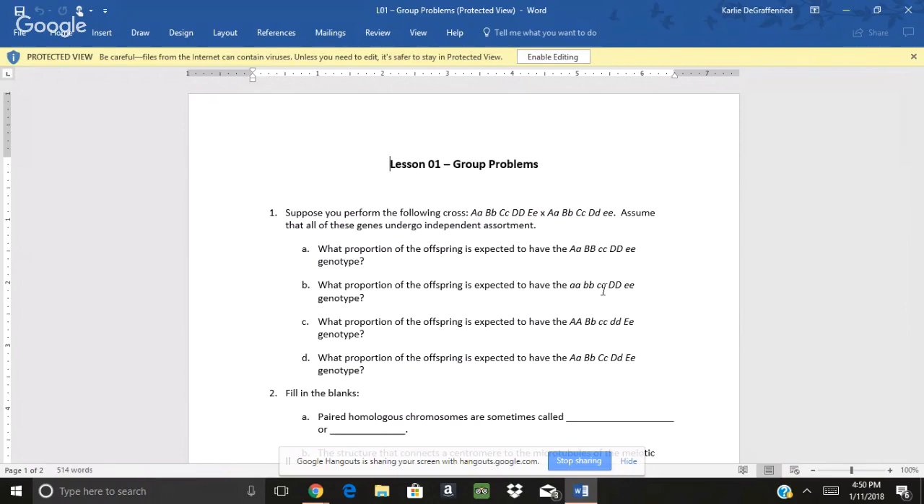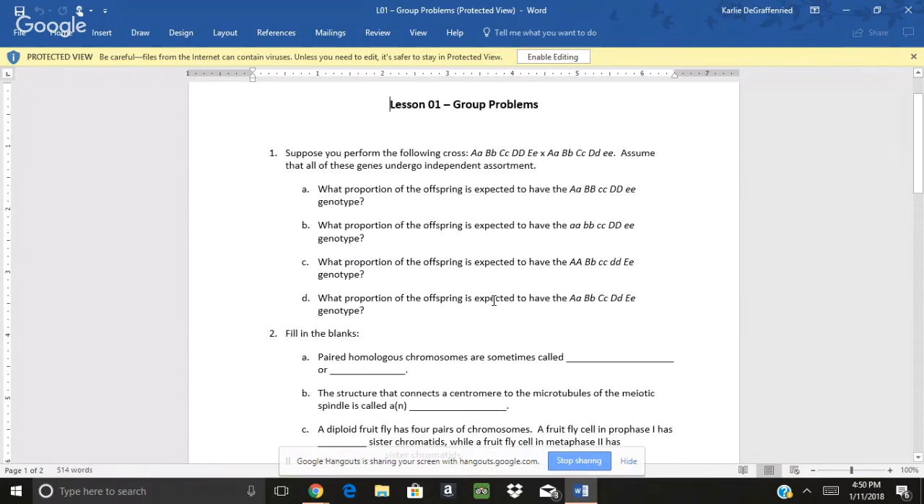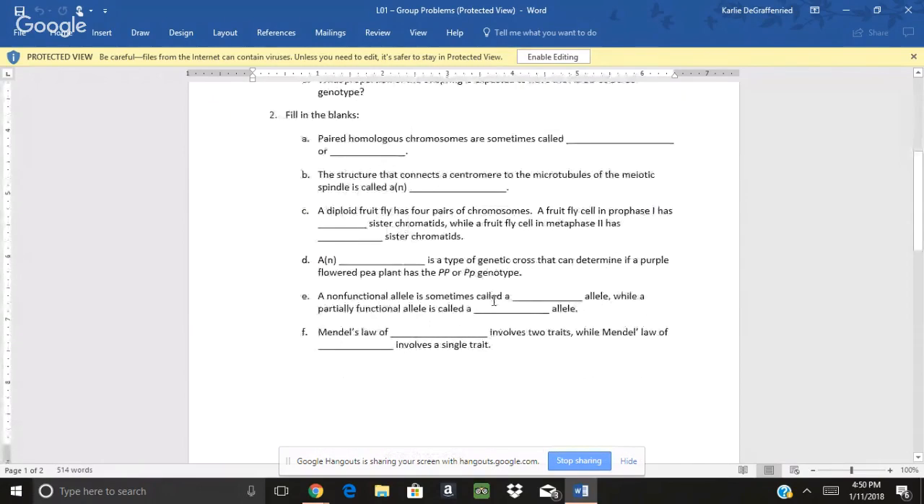All right, part D. What proportion of the offspring is expected to have the following genotype? I have 1/2 times 1/2 times 1/2 times 1/2 times 1/2. And that gives me 1/32, or 0.031. Hopefully I did some of those right.